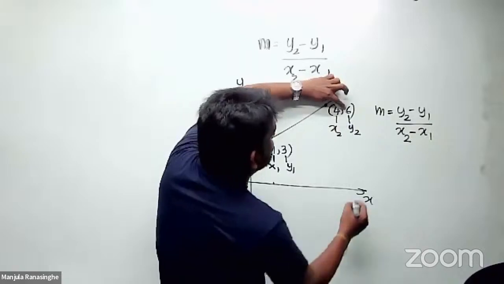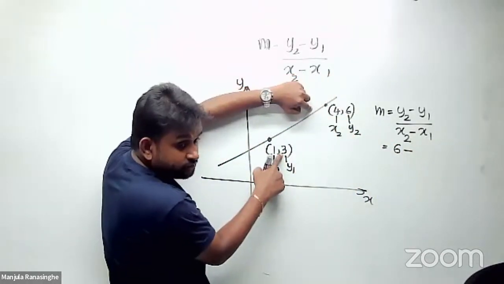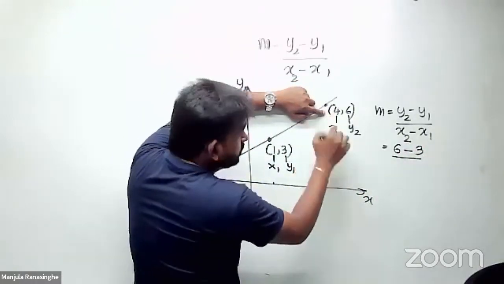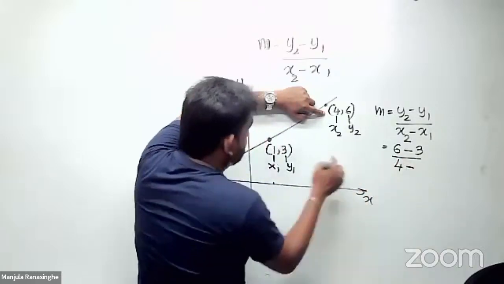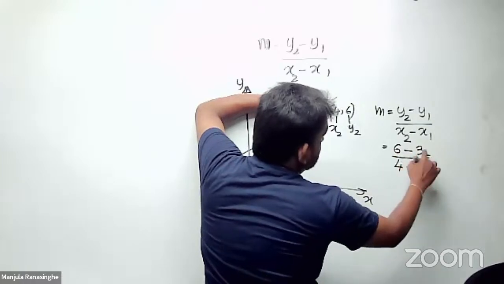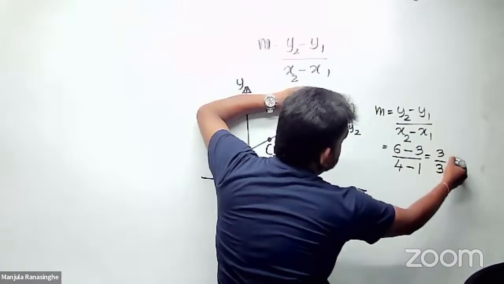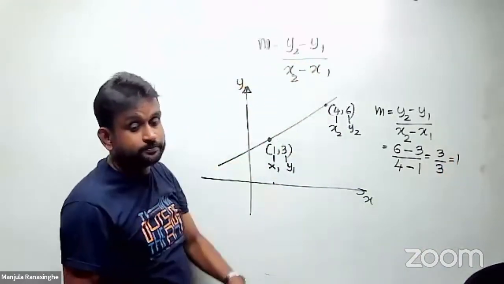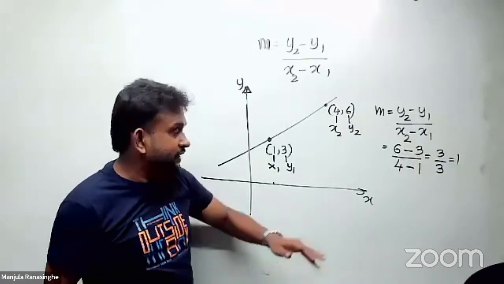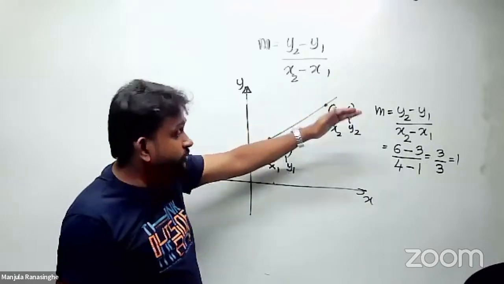Y2 is here 6, subtract y1 which is 3, divided by x2 which is 4, subtract x1 which is 1. Now you can see 6 subtract 3 is 3, 4 subtract 1 is 3. So 3 divided by 3 means what? 1. So the gradient is equal to 1. Now you feel that the graph in this position should be positive. Yes, positive 1 is there.